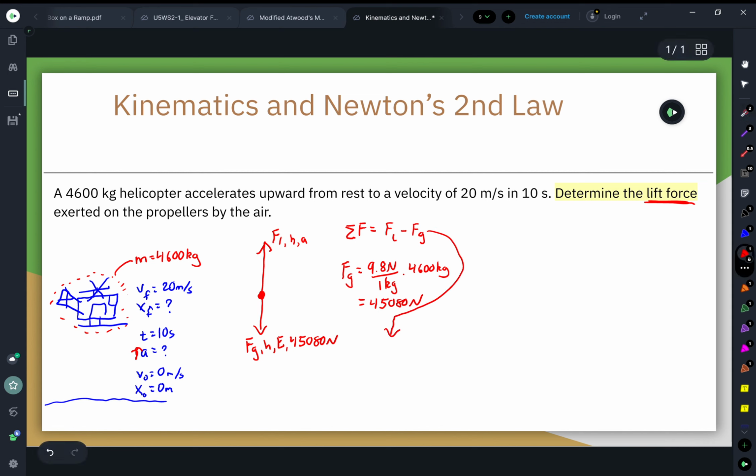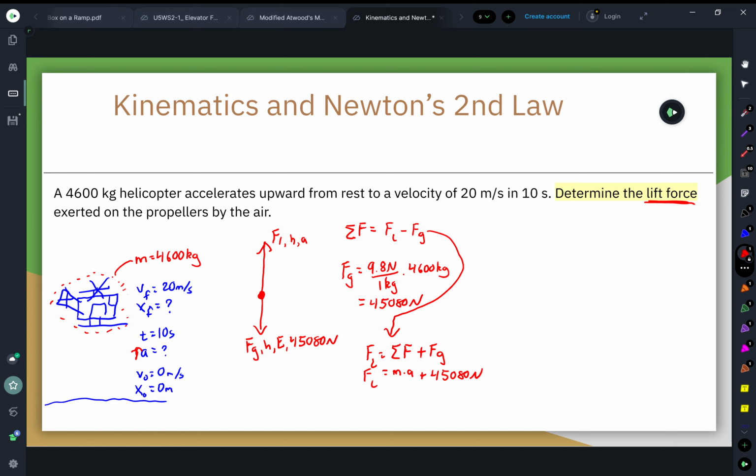So, the way that can be rearranged is our force of lift is equal to our sum of our forces plus the force of gravity. Now, we just calculated the force of gravity. It is 45,080 newtons. And we know that from Newton's second law, the sum of the forces is equal to mass times the acceleration. And if we just add those together, we can figure out our force of lift.